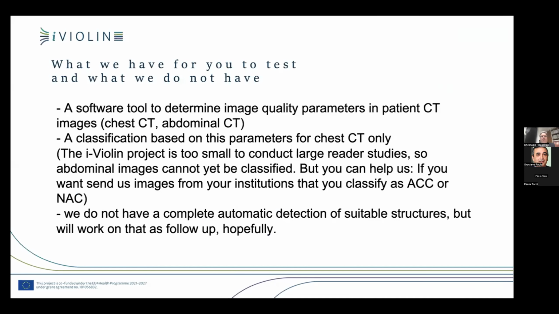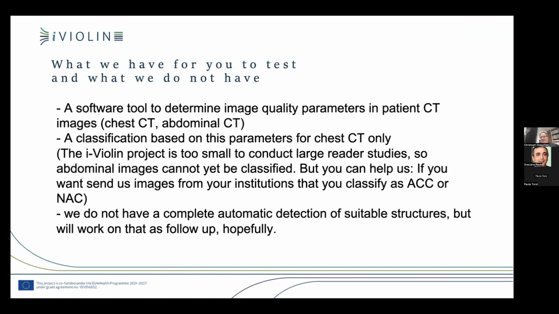So we do have a software tool to determine image quality parameters already in patient CT images. It works basically completely for chest CT. For abdominal CT, you can also determine the parameters, but the classification is only working on chest CT. And also there we want to do more automatization. So the i-Violin project in principle is too small to conduct large reader studies.